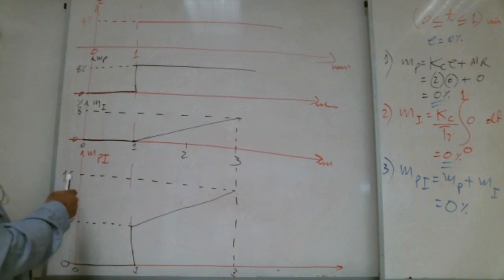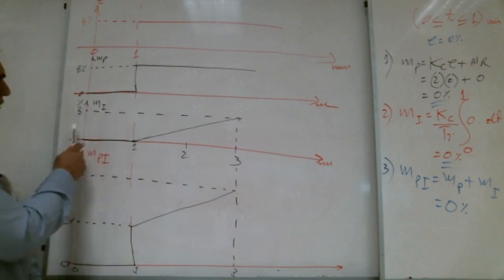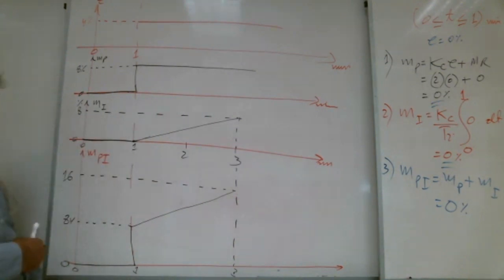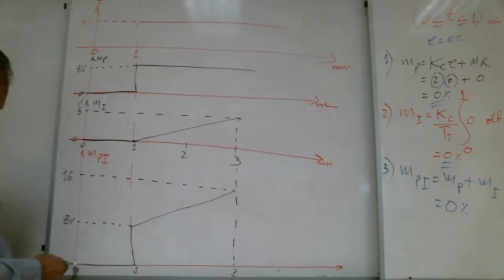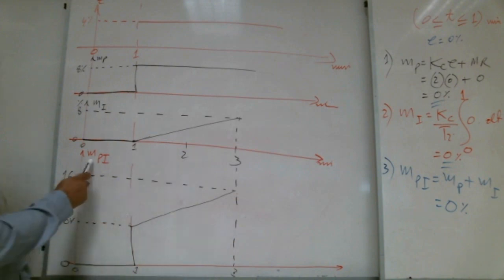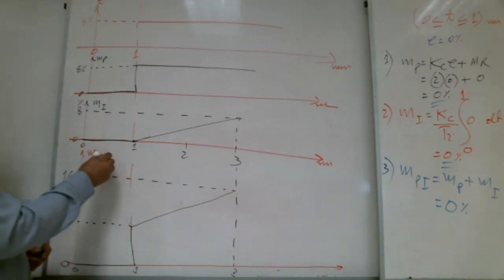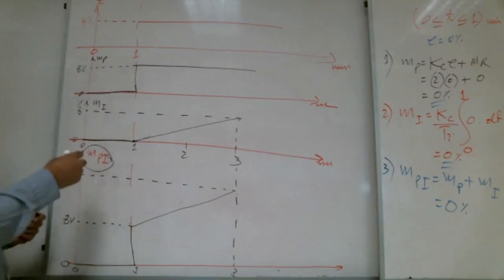Very good. What is MP, MI? From 0 to 1, what is MI? 0. Both are 0. 0 plus 0, how much? 0. Are you with me? So we can draw the MPI. We can draw MPI directly by adding these.